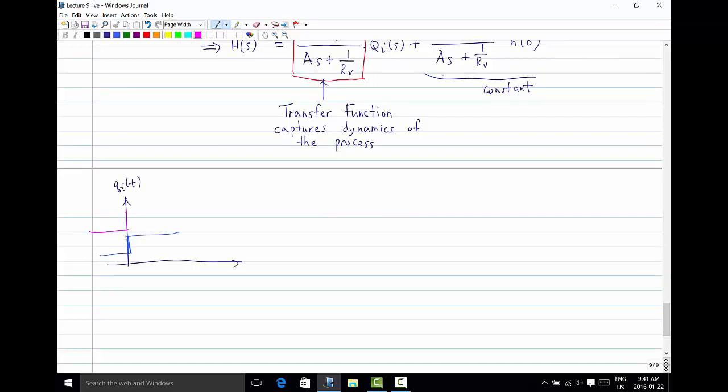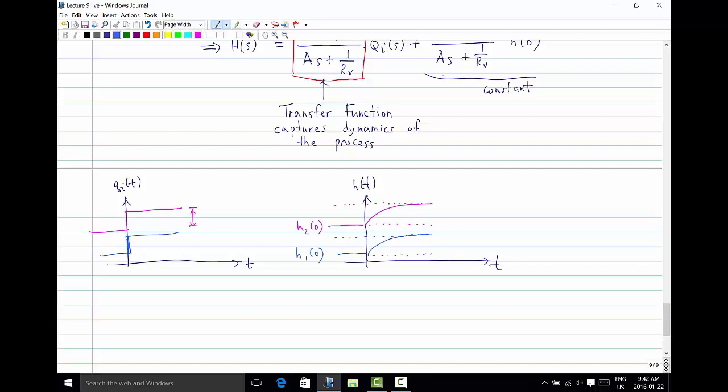The dynamics between qi and h can be seen in this very intuitive example. If a step change is made to qi of t, regardless of the initial conditions, the response of h of t will be the same. This is what is meant by having the same dynamics of the process.